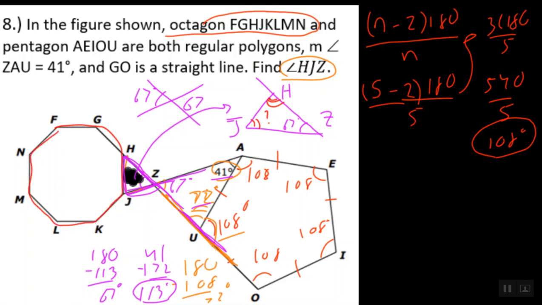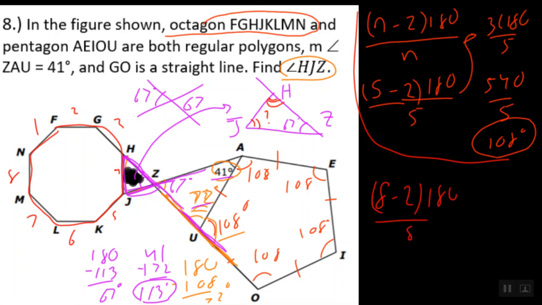So I want y'all to go back over here to this octagon, because it has 8 sides: 1, 2, 3, 4, 5, 6, 7, 8. And we're going to use the same formula that we started the problem off with. We're going to do 8 minus 2 times 180 all over 8. Well, I know 8 minus 2 is 6. 6 times 180 over 8.